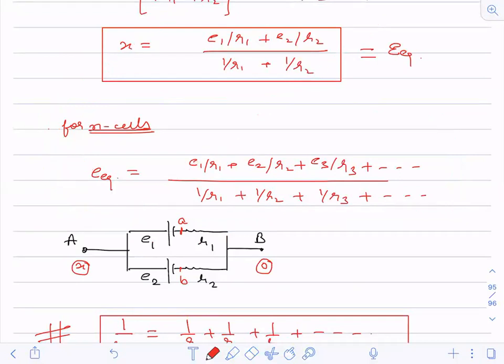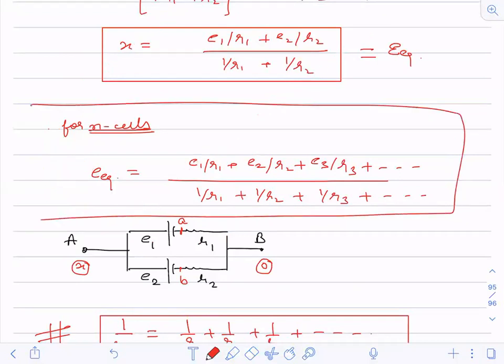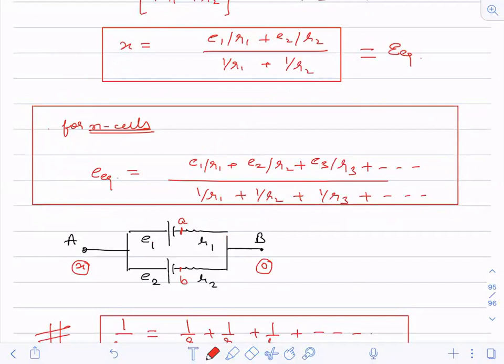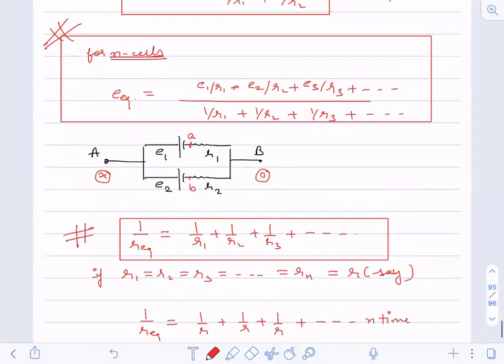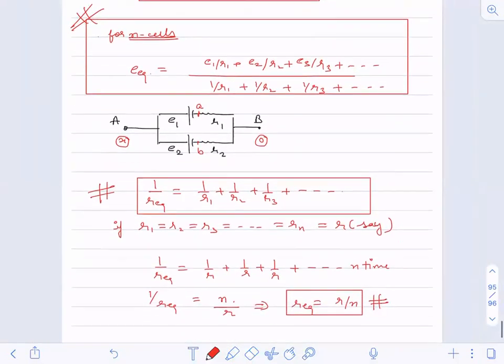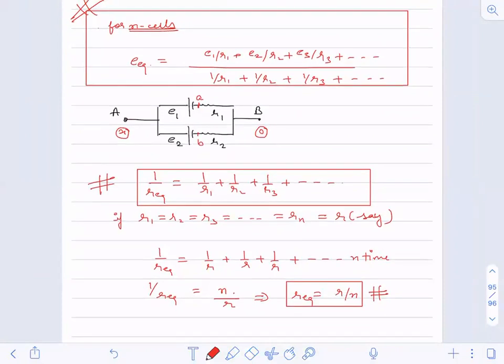So I'm putting all the three results on your screen. Just see if anybody is having any doubt. The circuit is also in front of you. The three results and the circuit are in front of you.